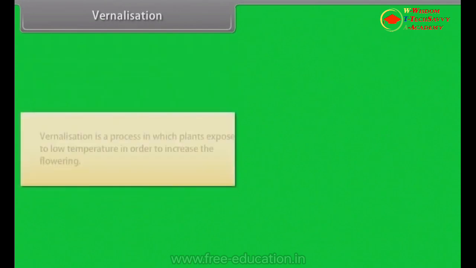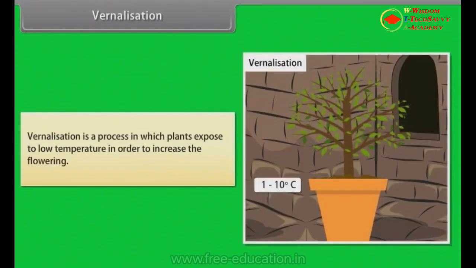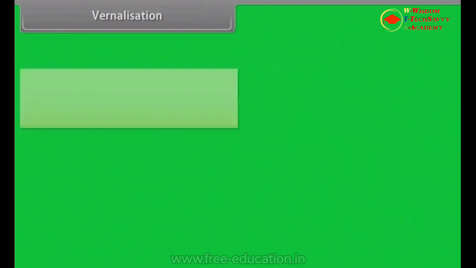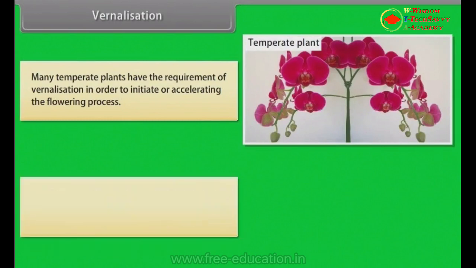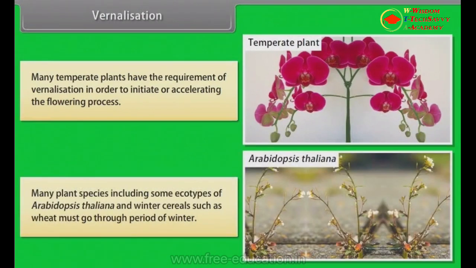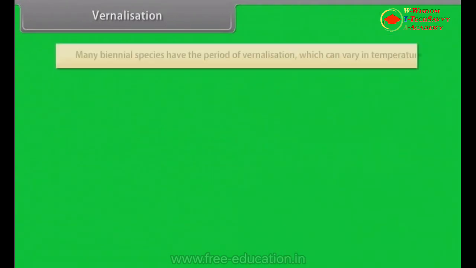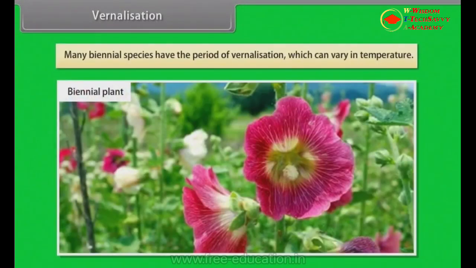Vernalization. Vernalization is a process in which plants are exposed to low temperature in order to increase the flowering. Many temperate plants have the requirement of vernalization in order to initiate or accelerate the flowering process. Many plant species, including some ecotypes of Arabidopsis thaliana, and winter cereals such as wheat, must go through a period of winter. Many biennial species have the period of vernalization which can vary in temperature.